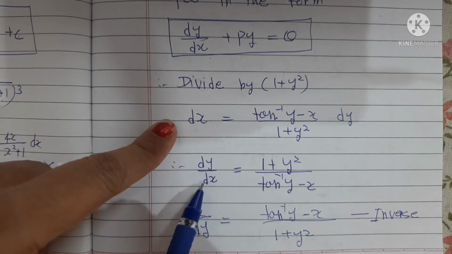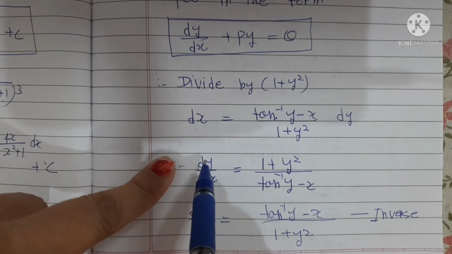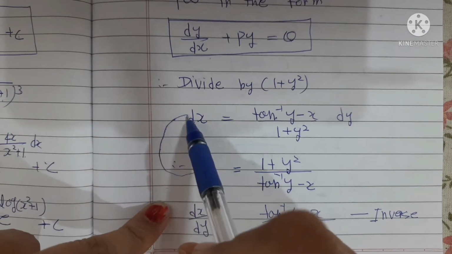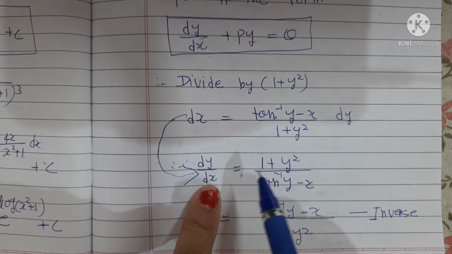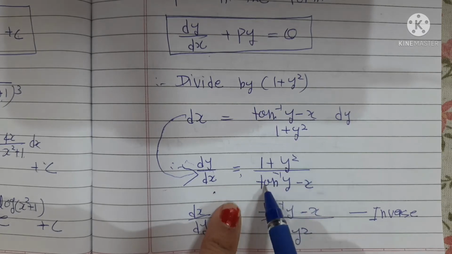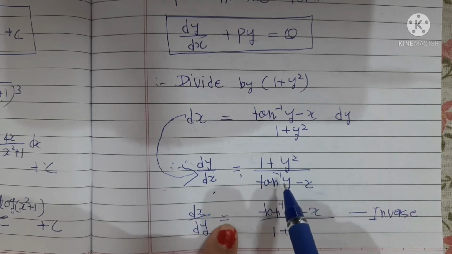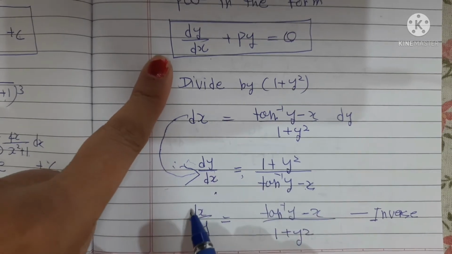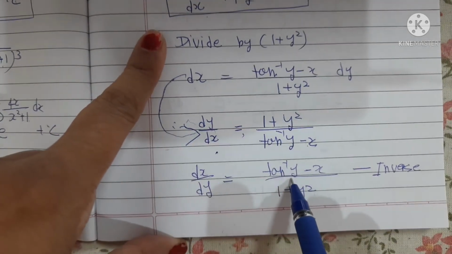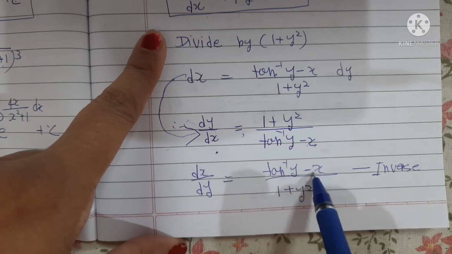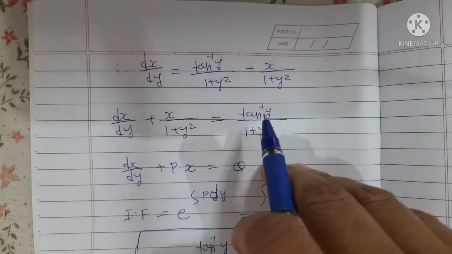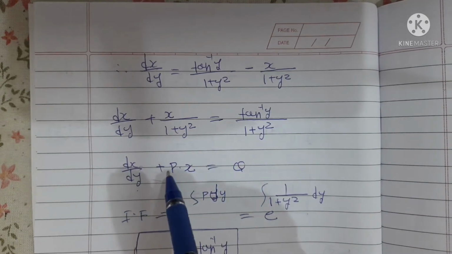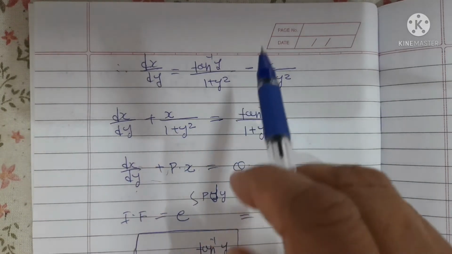Therefore dy by dx is equal to, here I take the inverse, 1 plus y square upon tan inverse of y minus x. Therefore dx by dy is equal to tan inverse of y minus x upon 1 plus y square. Again I have inverted it, because I have to put the equation in the form dx by dy plus px is equal to q.